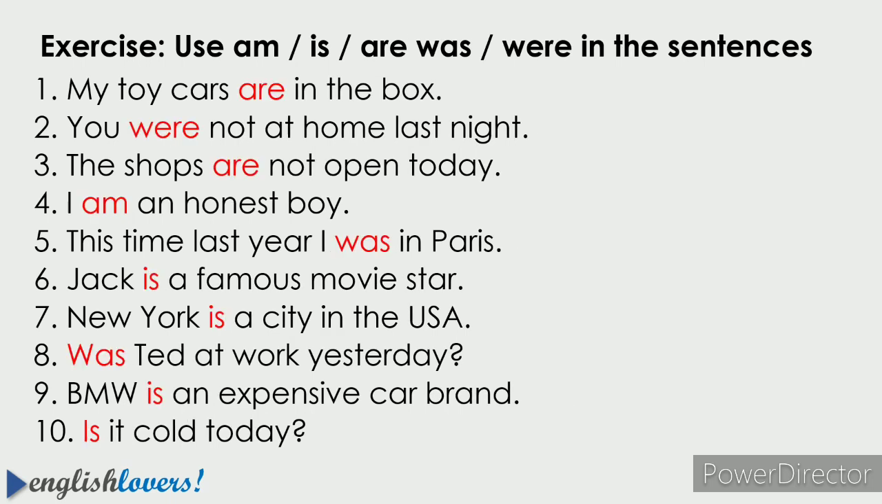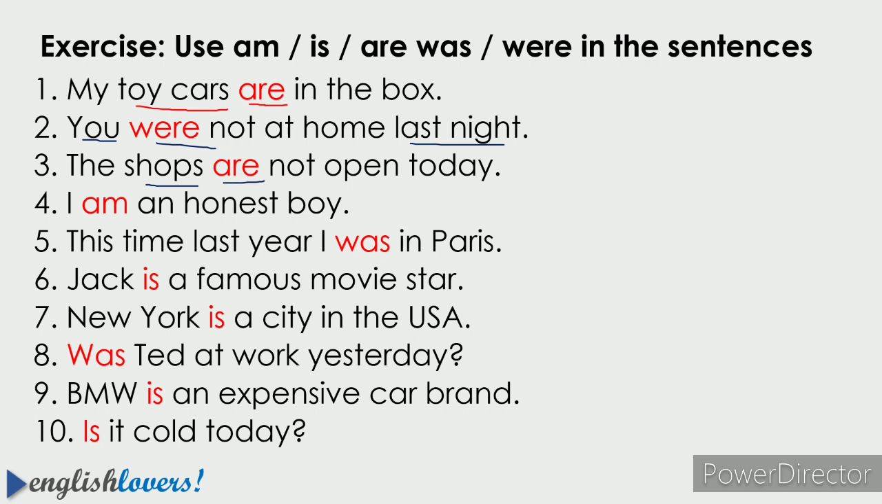So here are the answers. Now we will see. My toy cars are in the box. So here are is used because this is plural. My toy cars, there are more than one. You were not at home last night. So here last night is there, so you have to use the past form, and you is there, so were. The shops are not open today. So here again shops is plural, so are you have to use.